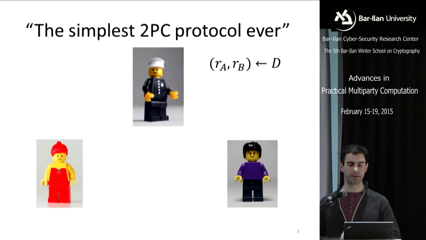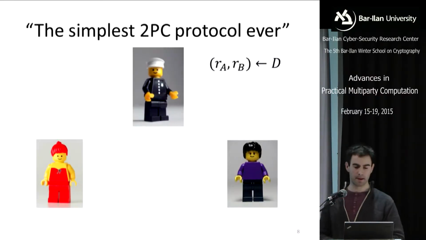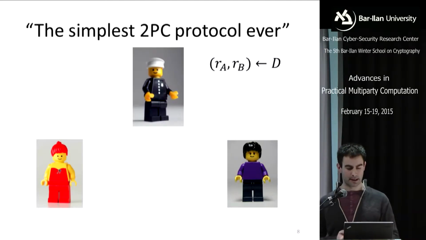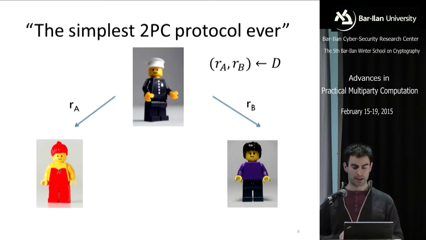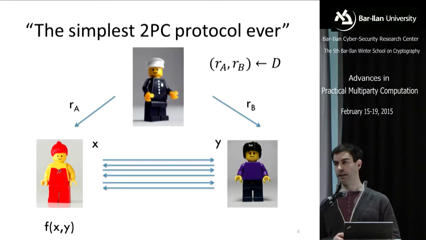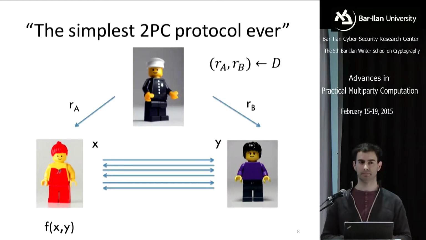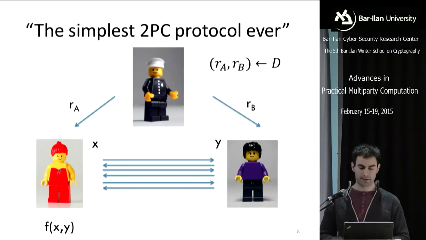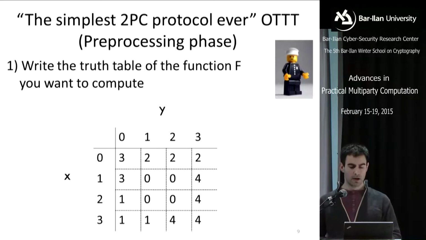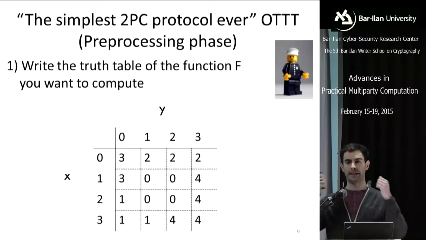So again, the simplest two-party computation protocol ever. The setting is we have a trusted dealer, Alice and Bob. The trusted dealer samples two values, rA and rB, and gives them to Alice and Bob. Alice and Bob have some inputs now. They exchange some messages. At the end, they get the output. So let's see, what does this trusted dealer have to do? The first thing that the trusted dealer needs to do is take the function that Alice and Bob want to compute and write it down.